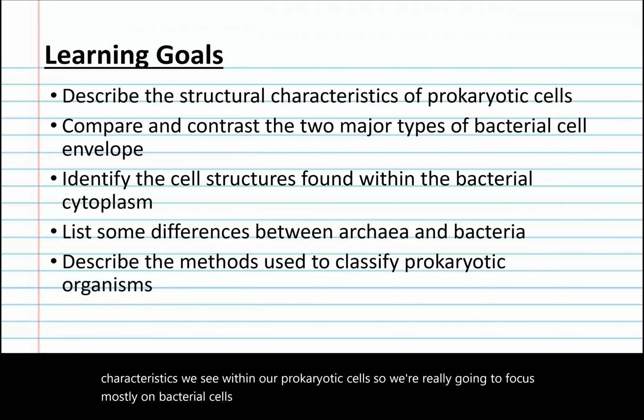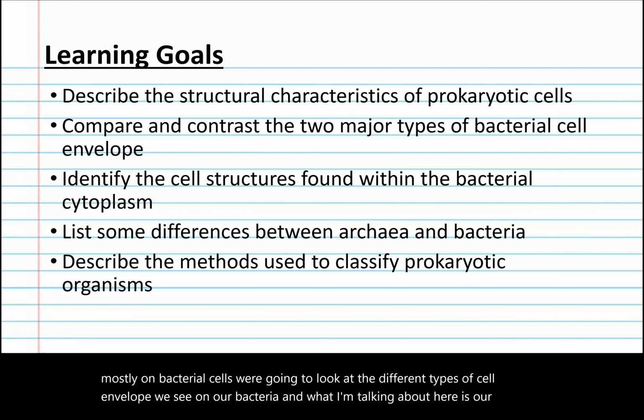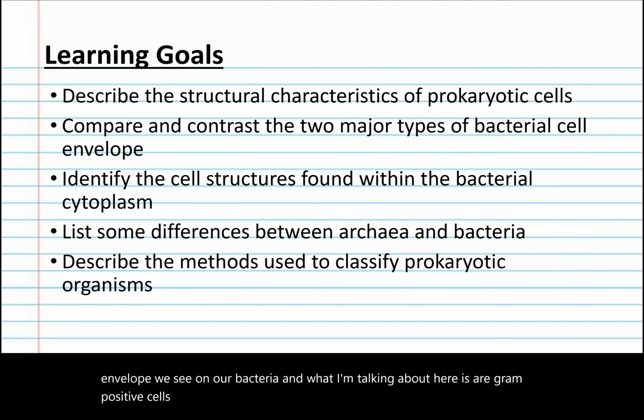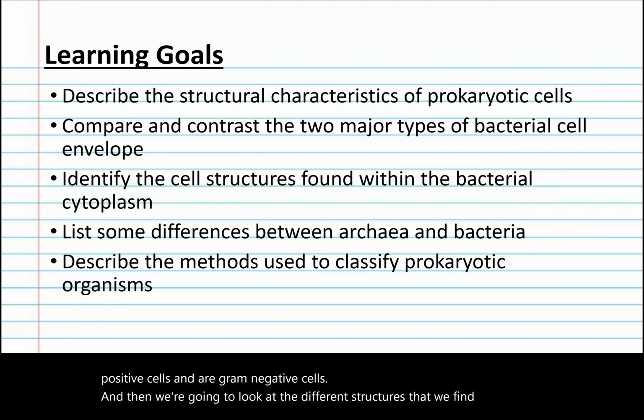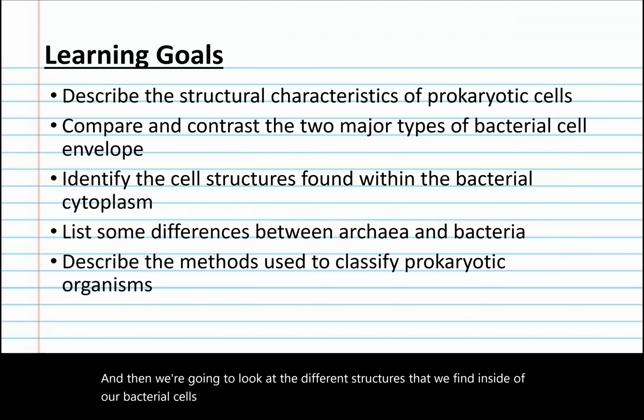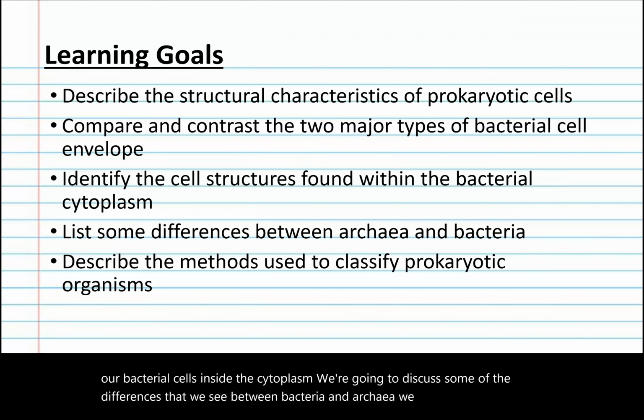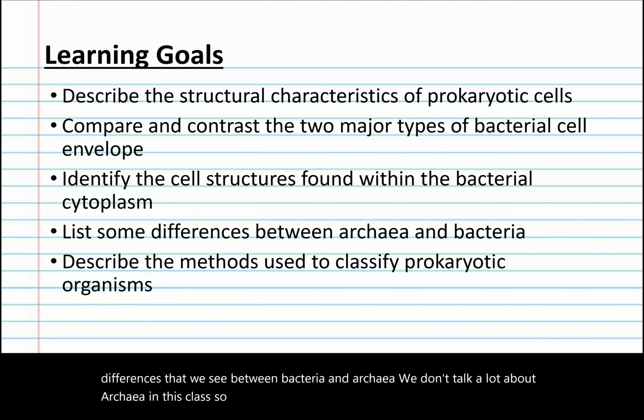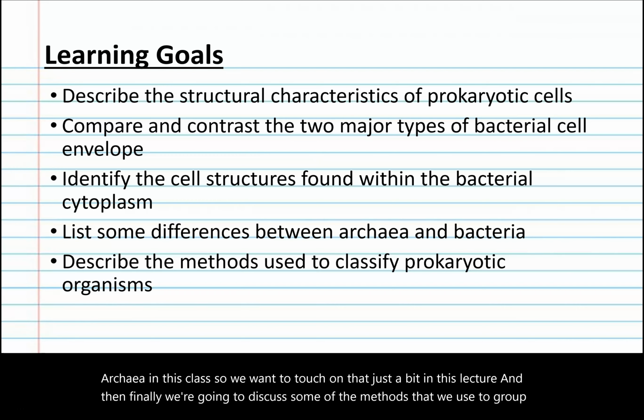We're going to look at the different types of cell envelope we see in our bacteria, and what I'm talking about here is our gram-positive cells and our gram-negative cells. And then we're going to look at the different structures that we find inside of our bacterial cells, inside the cytoplasm. We're going to discuss some of the differences that we see between bacteria and archaea. We don't talk a lot about archaea in this class, so we want to touch on that just a bit in this lecture. And then finally, we're going to discuss some of the methods that we use to group and classify our prokaryotes.